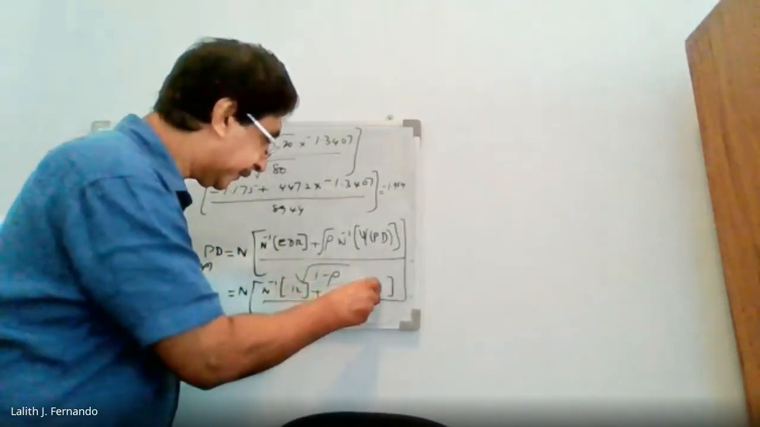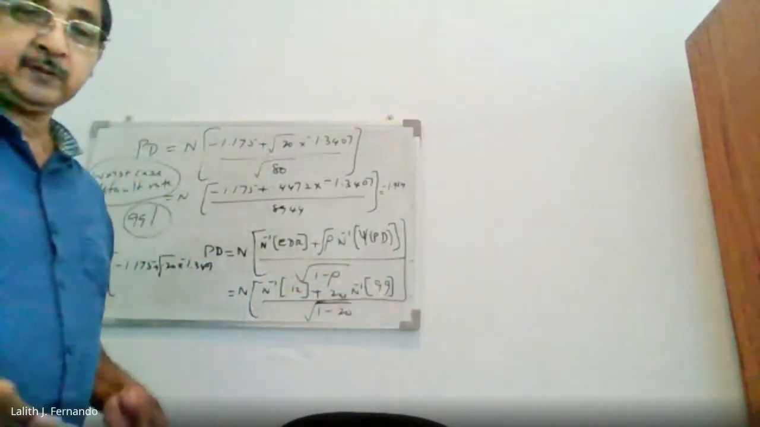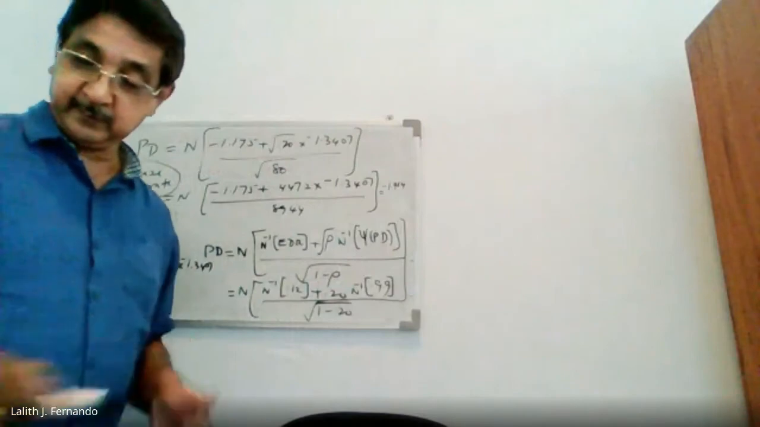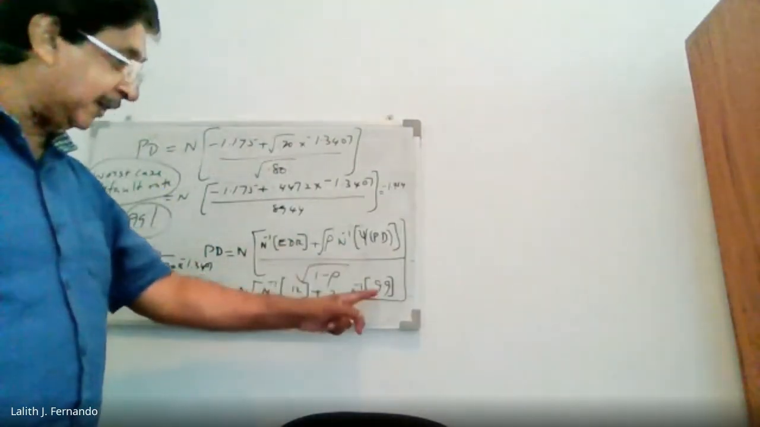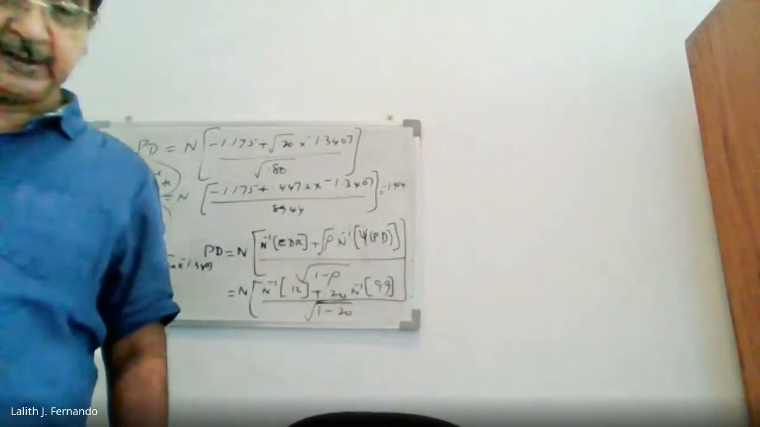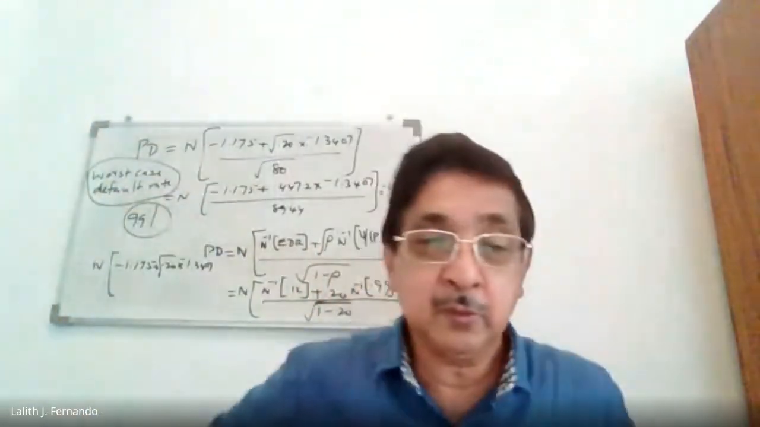0.99, right? Then you have to just do the calculations by using 0.99 here. So I think that can be an exercise for you.